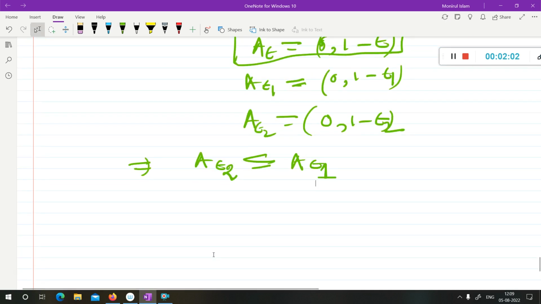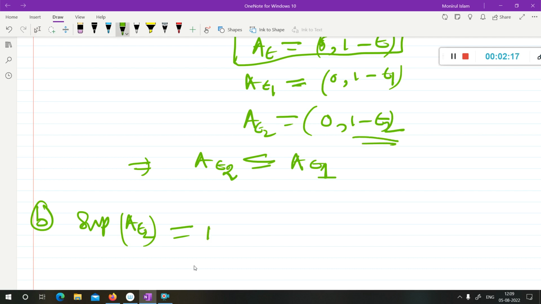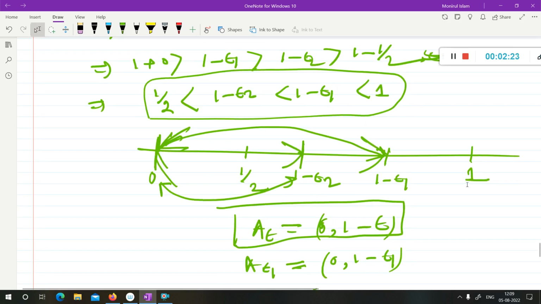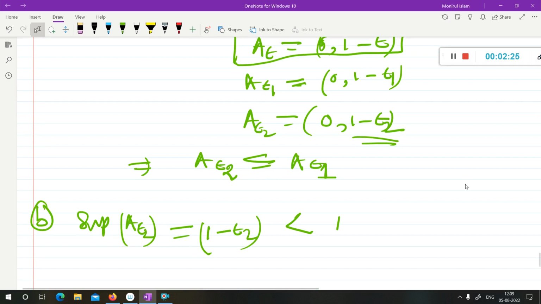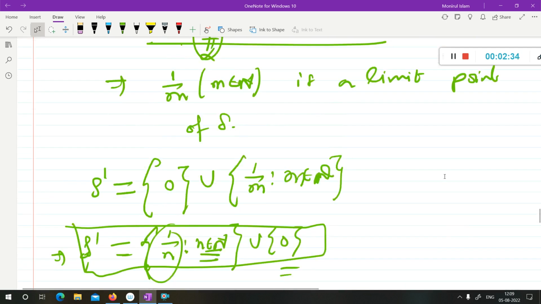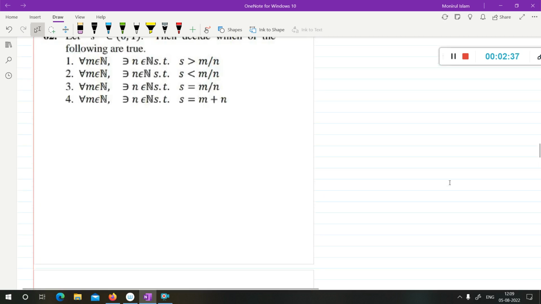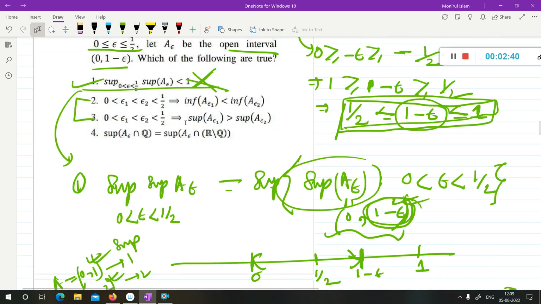Now if you take the supremum of the interval for epsilon 2, this is condition B. The supremum of the interval is nothing but 1 - epsilon 2, which is less than 1 - epsilon 1. So you can say the supremum of A_epsilon 2 is less than the supremum of A_epsilon 1. So option 3 is right.